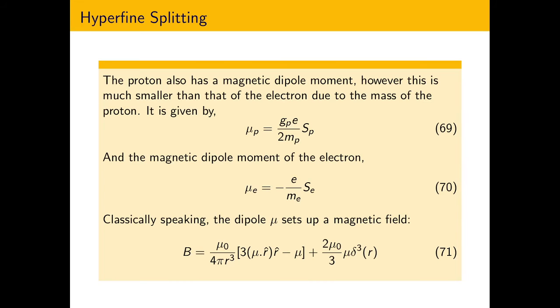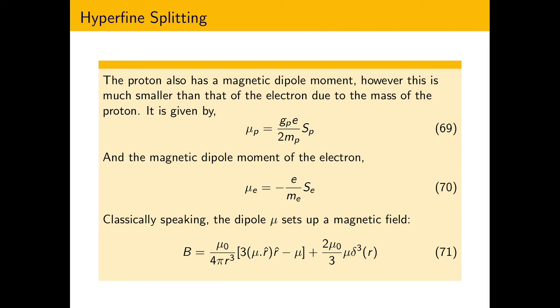Hyperfine splitting is based on the idea that protons have a small magnetic dipole moment, and so do electrons. So what happens there? As the word might imply, the hyperfine splitting is just a more complicated correction that we're adding to our fine structure at the end of the day. First we'll start with the dipole moment of the proton, and this is the dipole moment of the electron, as we've seen before. Classically speaking, the dipole sets up a magnetic field.